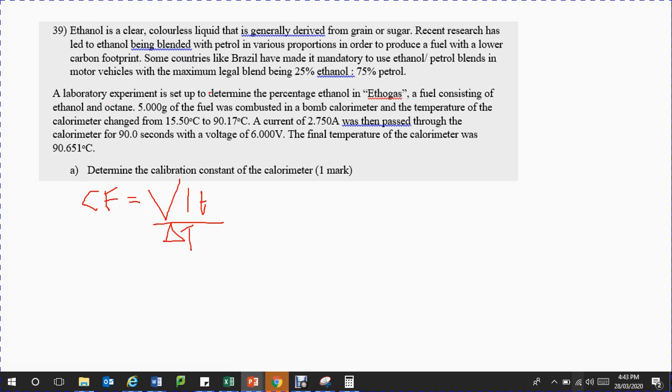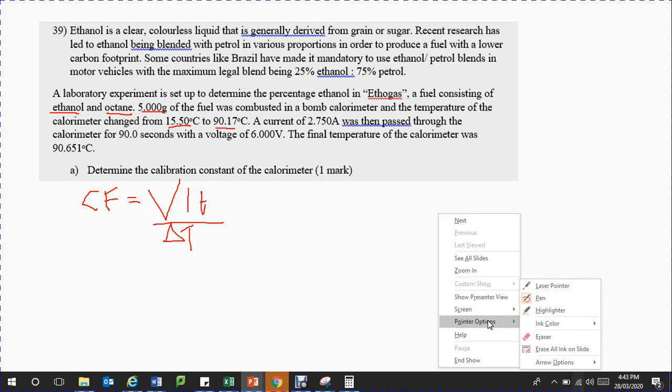So a laboratory experiment is set up to determine the percentage ethanol in ether gas, a fuel consisting of ethanol and octane. So they've taken 5 grams of the fuel, combusted it in a bomb calorimeter, and the temperature of the calorimeter changed from 15.5 to 90.17. Okay, so that was when the fuel was combusted.